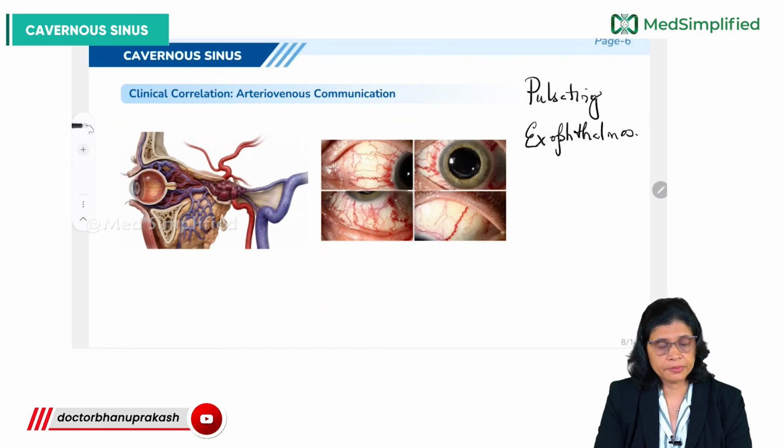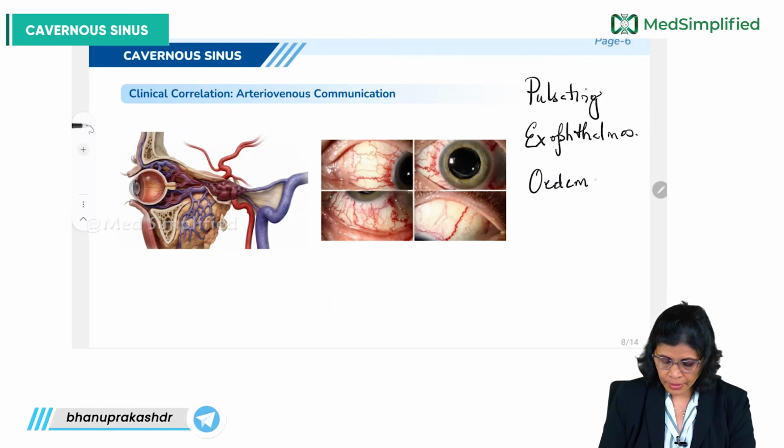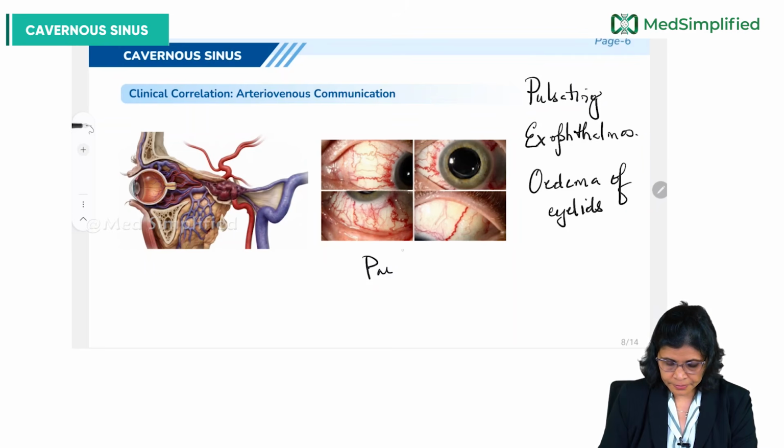Sometimes even the aneurysm of the internal carotid artery can also rupture. So this also can cause an arteriovenous communication. So there is pulsating exophthalmos. In the cavernous sinus thrombosis, we do not see a pulsating one, but here we see a pulsating exophthalmos. Then there is edema of the eyelids, of course, and there is either partial or complete ophthalmoplegia.